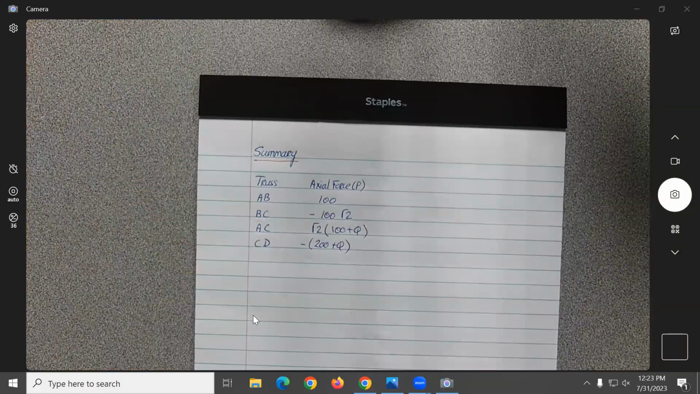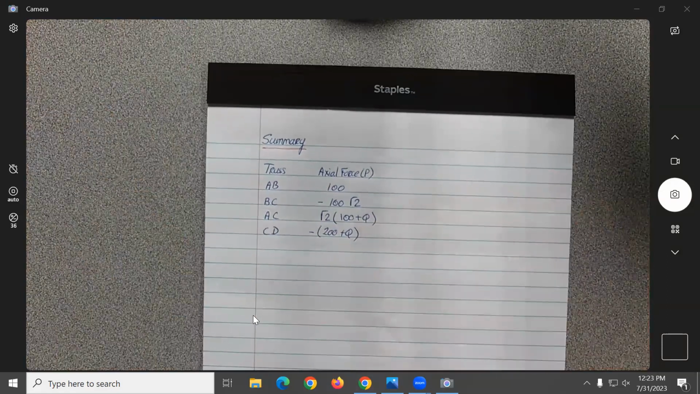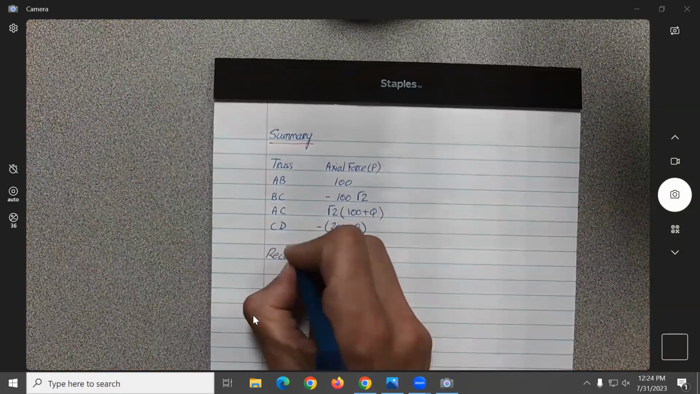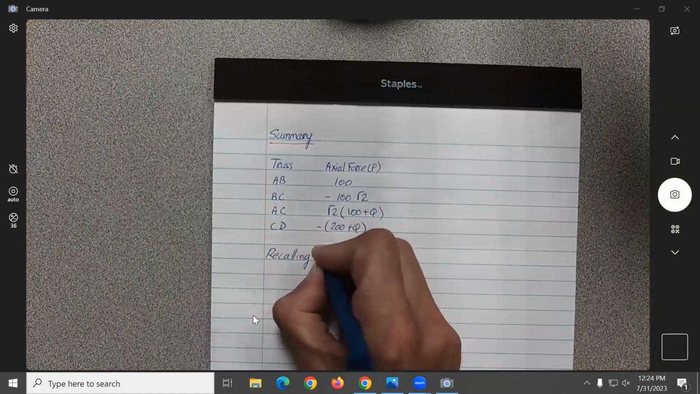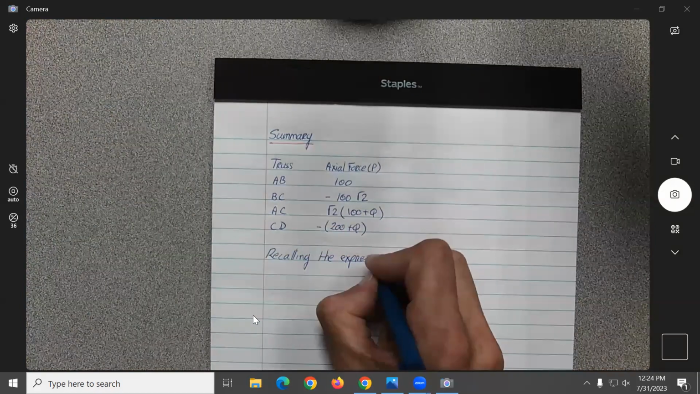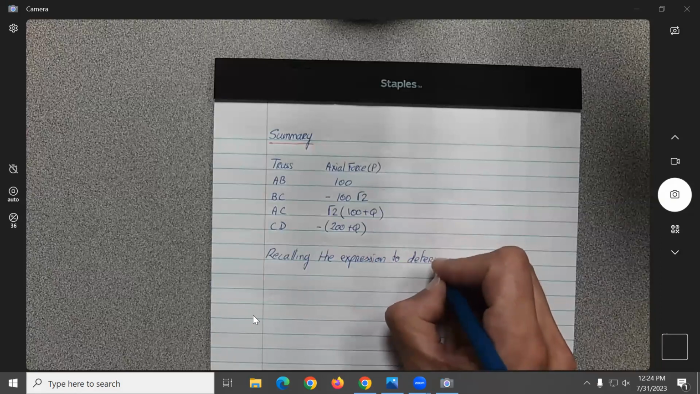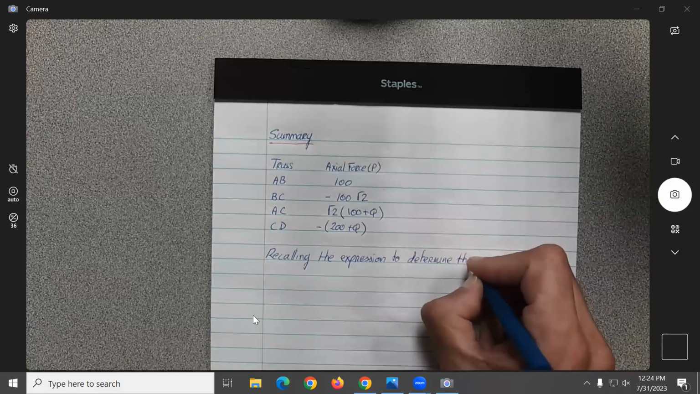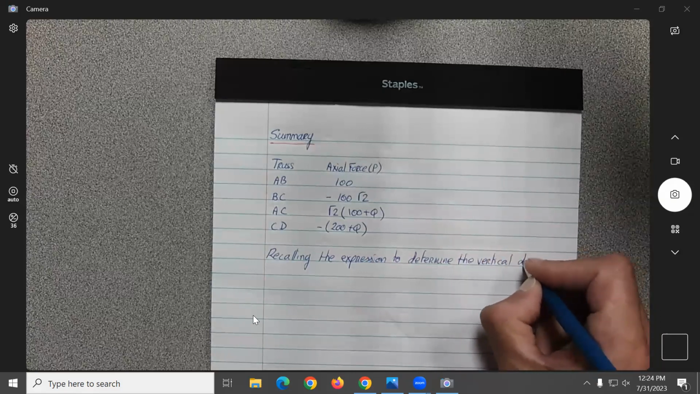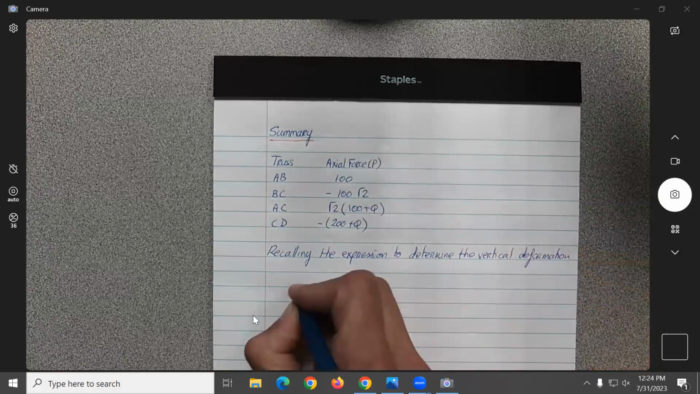Okay, so here I'm going to leave some space over here. I'm going to add some stuff over here. So now I'm going to put over here, recalling the expression to determine the vertical deformation. So what was that equation?